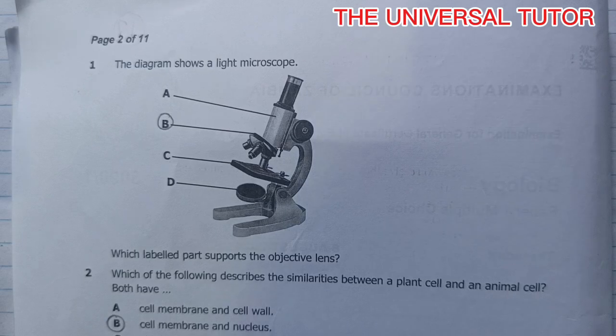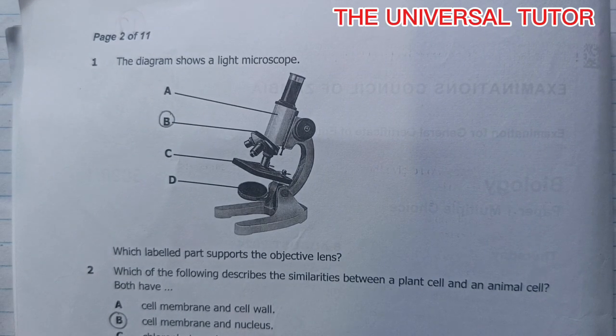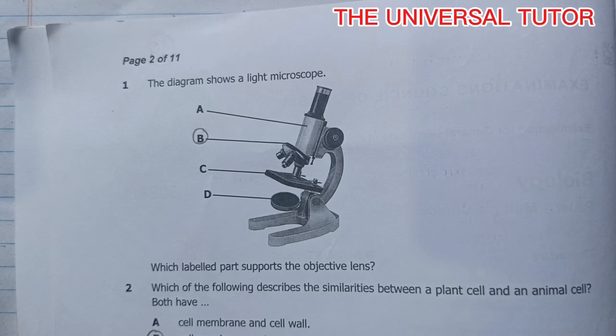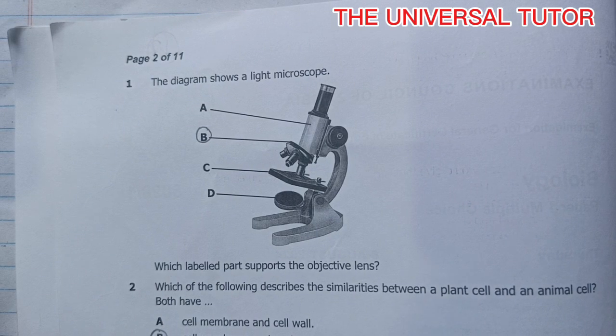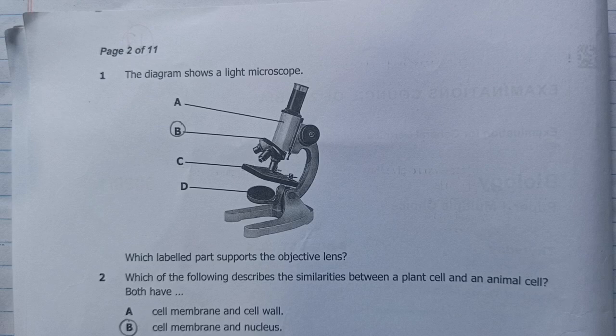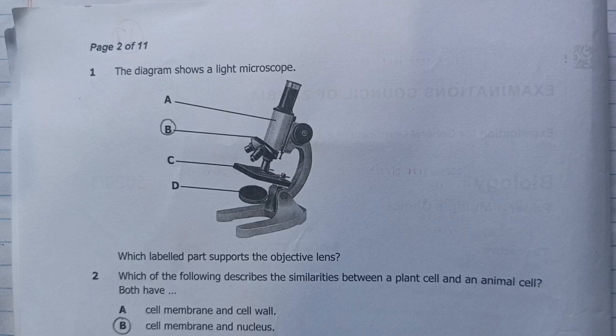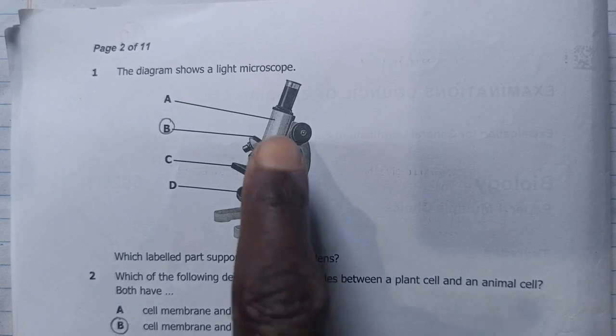The question reads: the diagram shows a light microscope. Which labeled parts support the objective lens? So they're talking about the lens. Which labeled parts support the objective lens? Okay, it's the body tube. This one here, which is A.